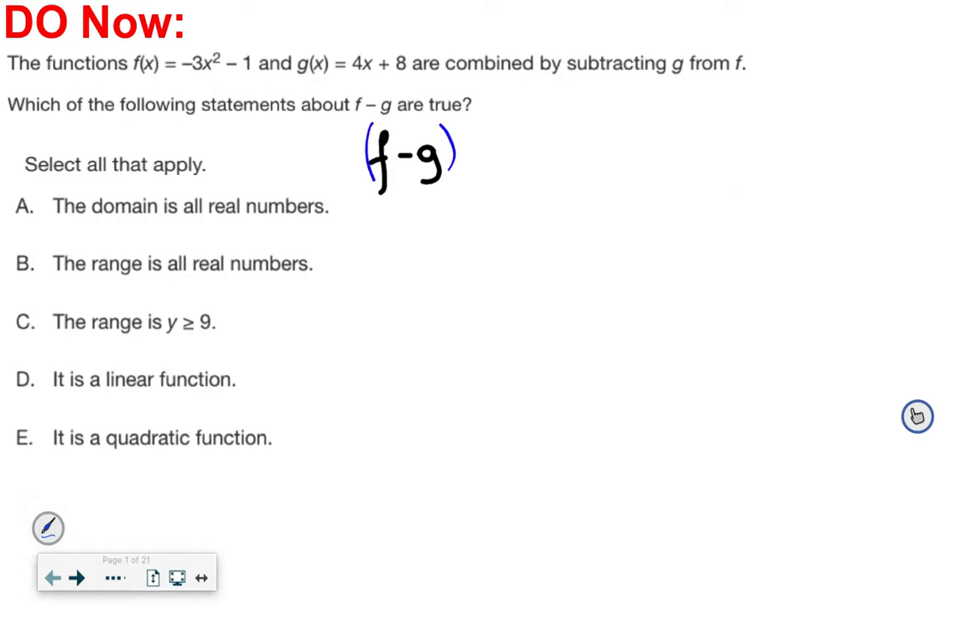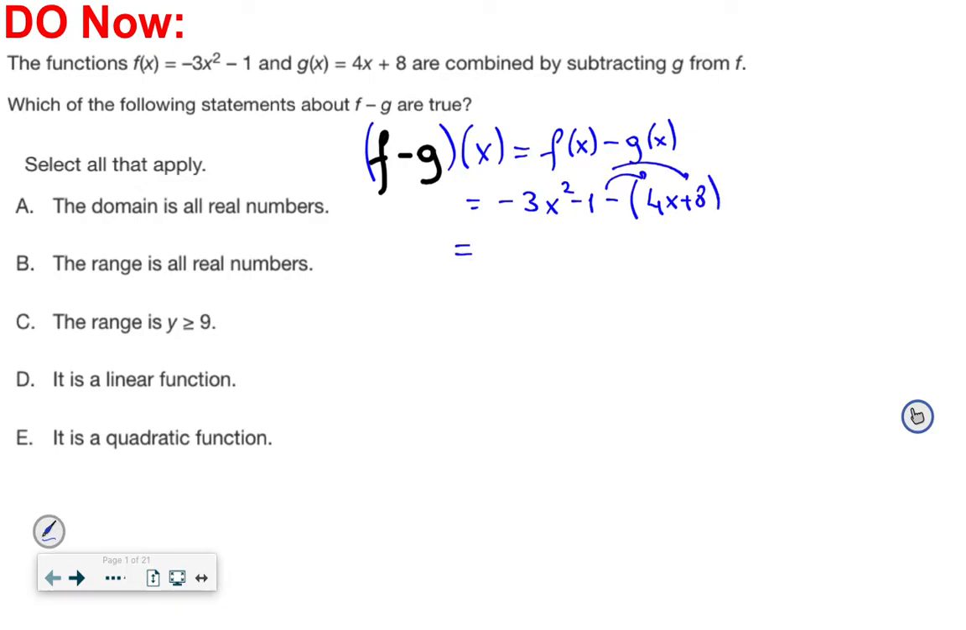f minus g of x can be written f of x minus g of x. We know what expression is f of x: negative 3x squared minus 1, minus, substitute the expression of g of x, which is 4x plus 8. If you distribute negative into the parentheses, you will get negative 3x squared minus 1 minus 4x minus 8. If you combine the like terms, you will get negative 3x squared minus 4x minus 9 is the expression of f minus g of x.